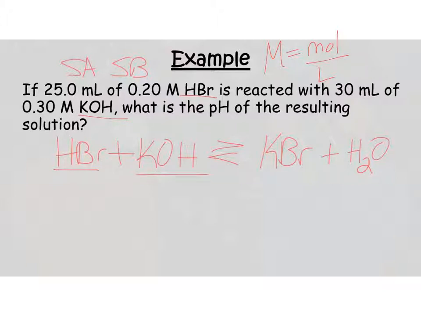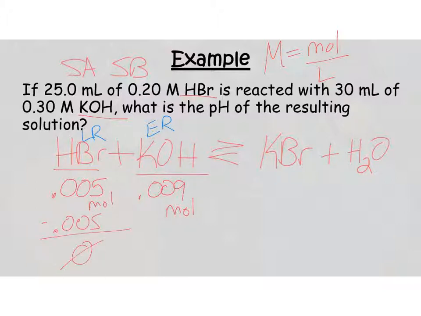So when I do that to solve for my moles for HBr, I'm going to get 0.005 moles. And then for my KOH, I'm going to get 0.009 moles. Okay, so this is a 1-to-1 ratio here. So because it's a 1-to-1 ratio, we know that HBr is going to be the limiting reactant. So because it's the limiting reactant, it's the one that runs out. And then KOH is our excess reactant. So we're going to lose all of this, right?